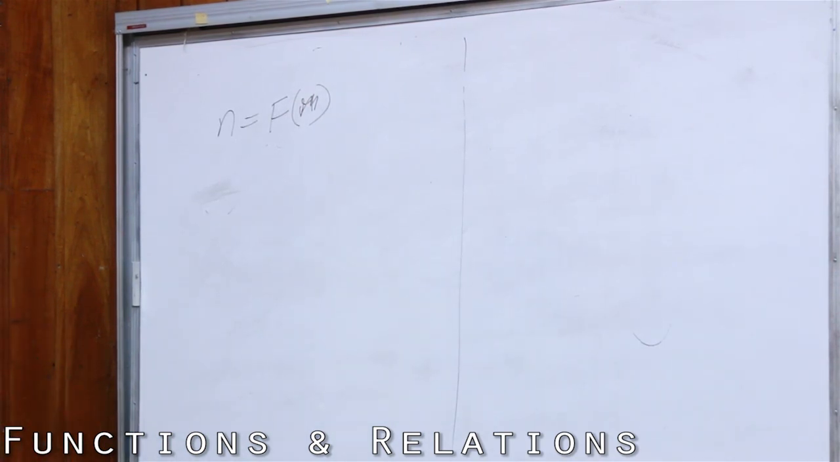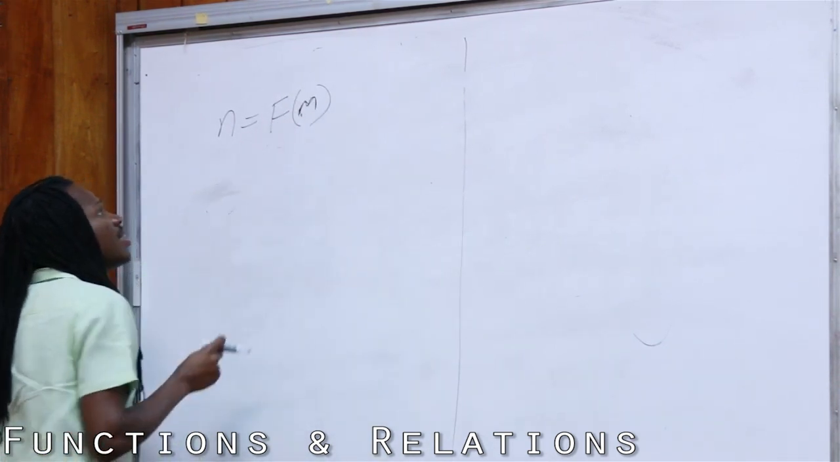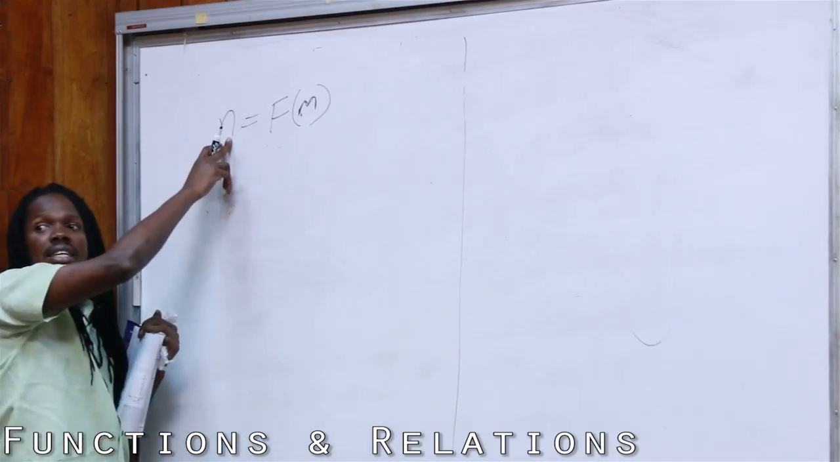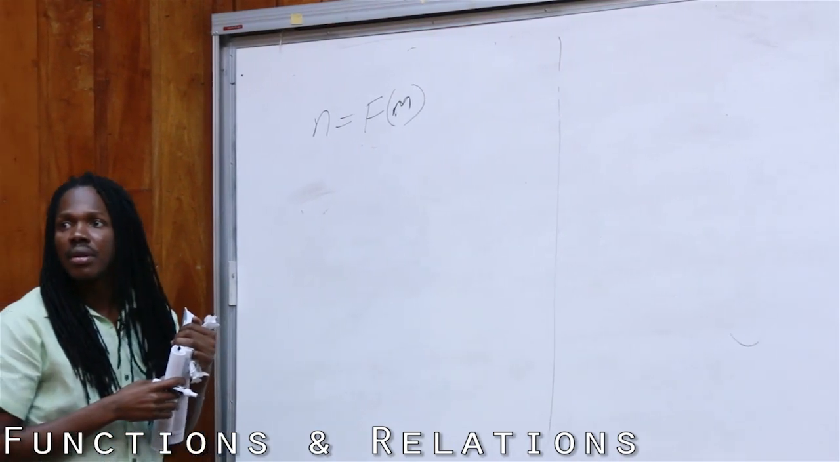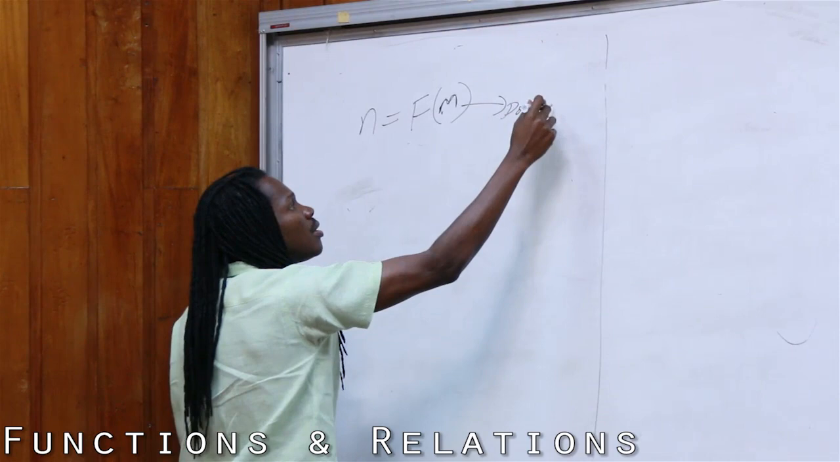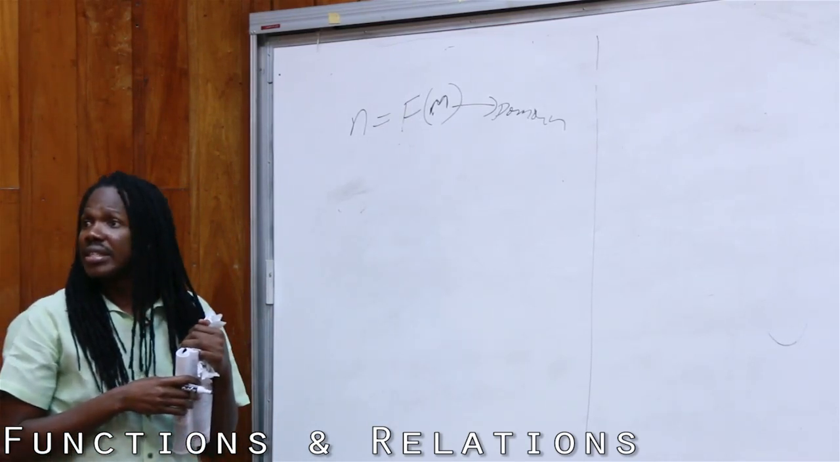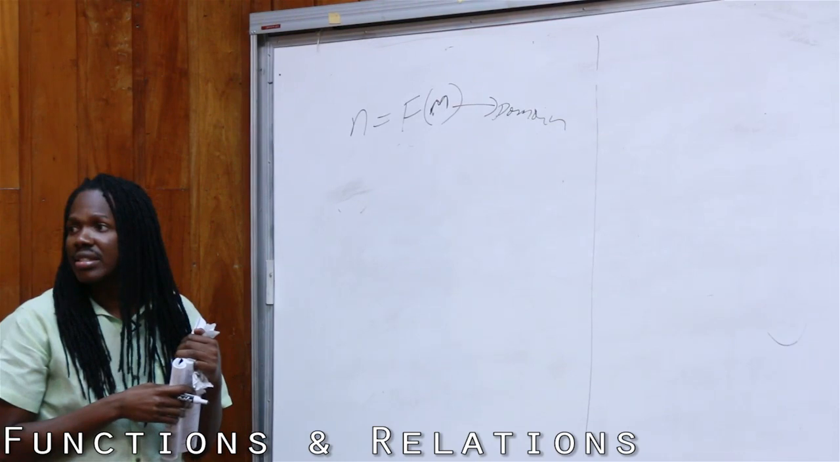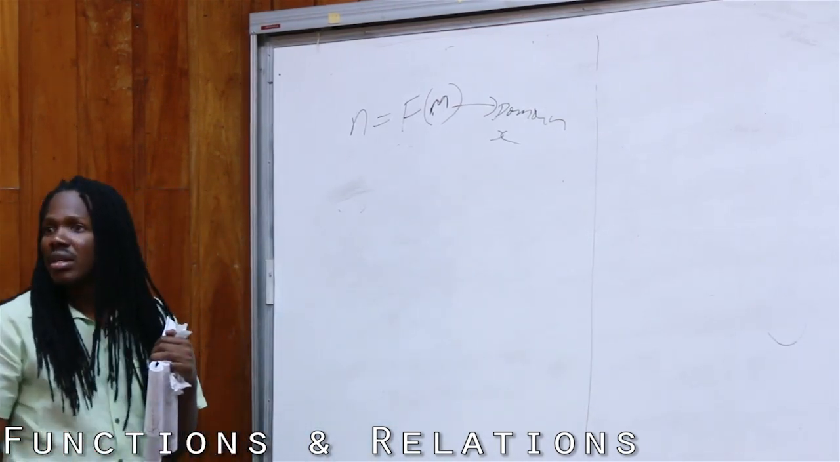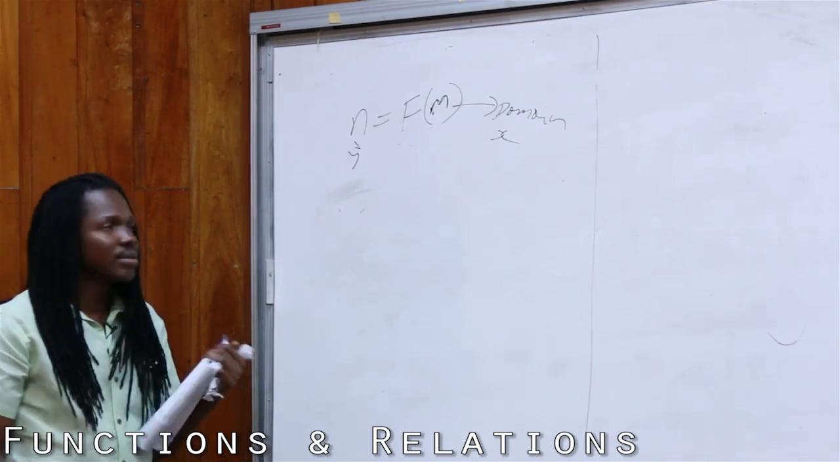N equals f(M). This means that N is a function of M. Therefore, which one is the domain? The range is a function of the domain. You see that? So which one is the x-axis? If you draw a graph, which one is the x-axis? The domain is your x-axis. Which one is your y-axis? The range. Are you understanding that? Good.